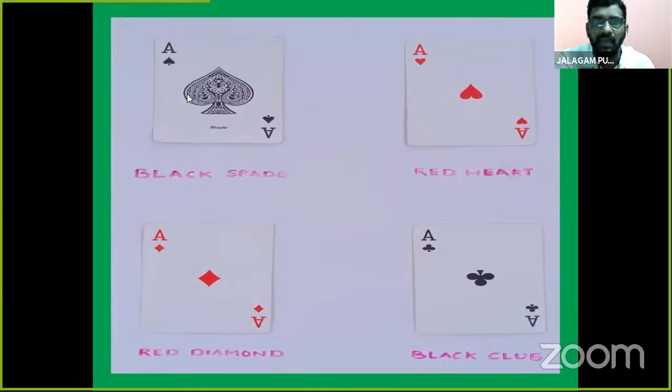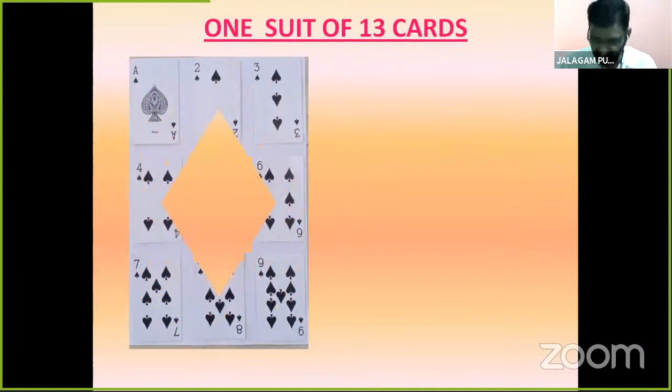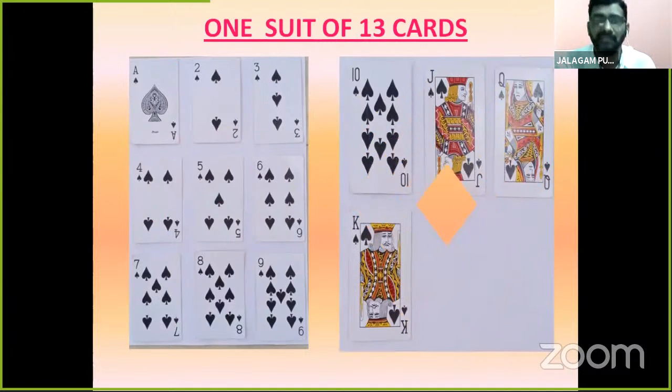Ace, black spade, red heart, red diamond, black club. Okay. Now, see children, one suit of 13 cards. Here, ace, 2, 3, 4, 5, 6, 7, 8, 9. This is 10, J, Q, K. Like this. One suit, 13 cards.